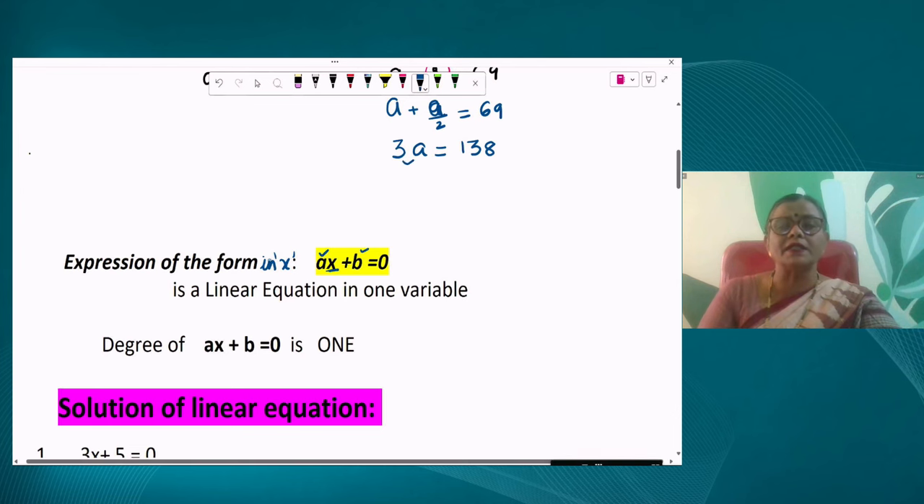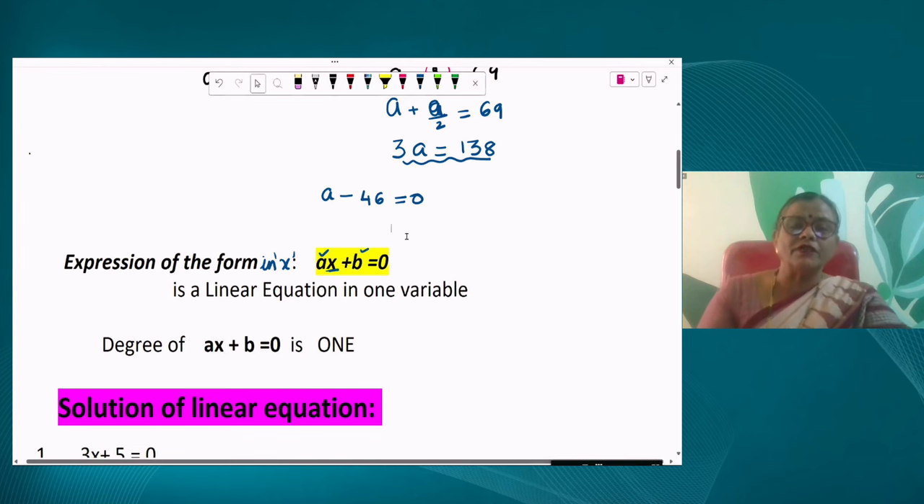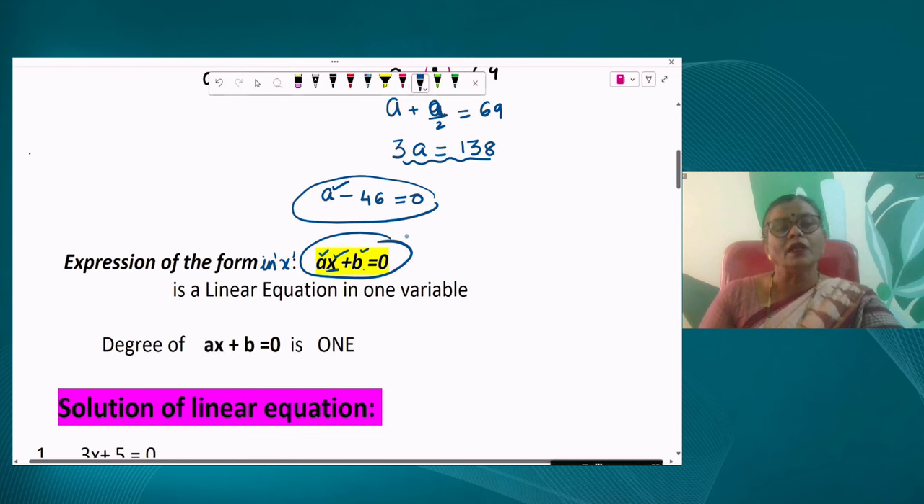As we see this, we just read it the same way. It is actually A is equal to 4. We can divide this number by 3, so that comes out to be 46. So I can write this statement as A minus 46 is equal to 0. So this is an expression which is very similar to this. Why is it similar? Because the unknown that we have expressed is X. Here we have it as X, and A and B are constants.